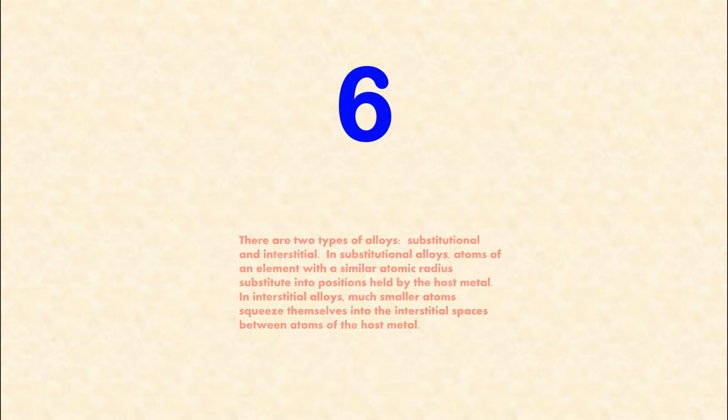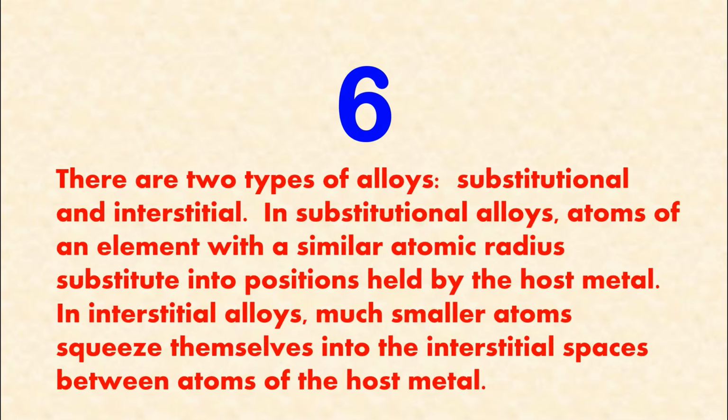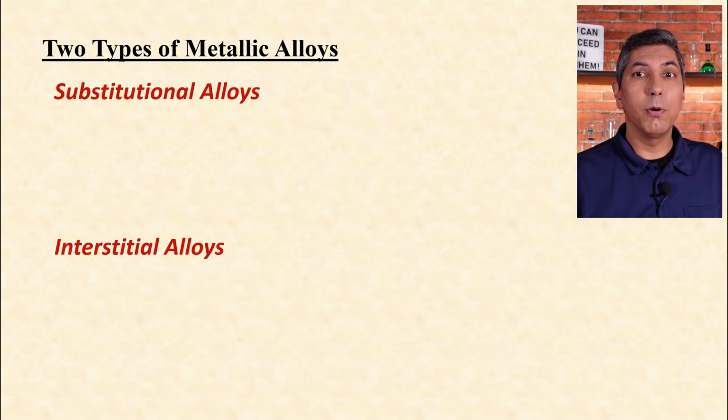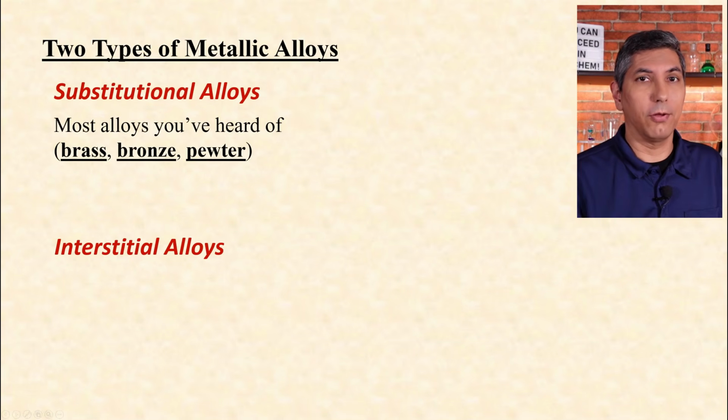There are 2 types of alloys, substitutional and interstitial. In substitutional alloys, atoms of an element with a similar atomic radius substitute into positions held by the host metal. In interstitial alloys, much smaller atoms squeeze themselves into the interstitial spaces between atoms of the host metal. Substitutional alloys include most alloys that you've probably heard of, like bronze, brass, and pewter.